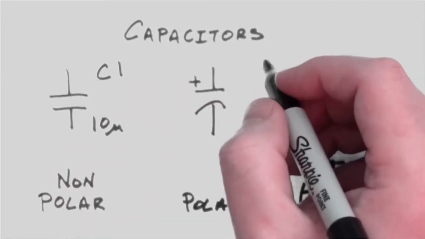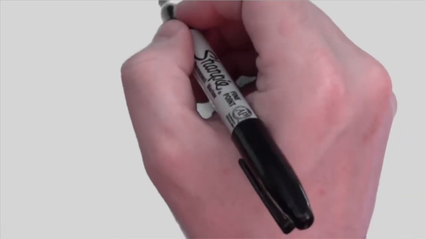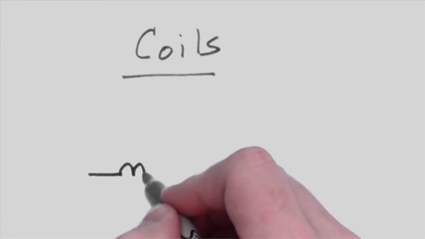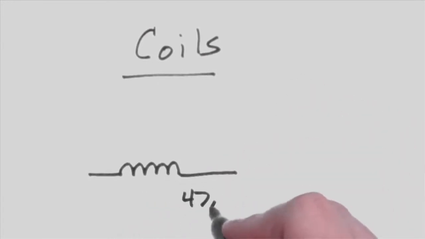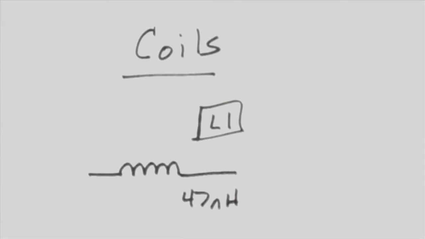The designator is the letter C, while values are shown in farads, along with letters like U and P to indicate micro or picofarads. When thinking of the symbol for a coil or inductor, think of a wire being wrapped around a core, and then you'll see how it relates to the symbol. The value is typically in henries, and the designator is the letter L.